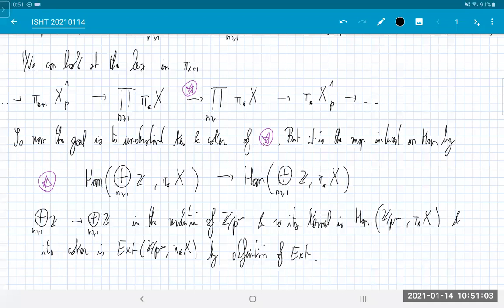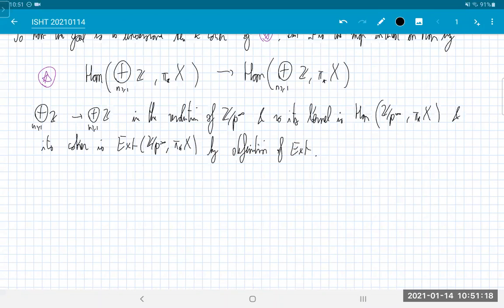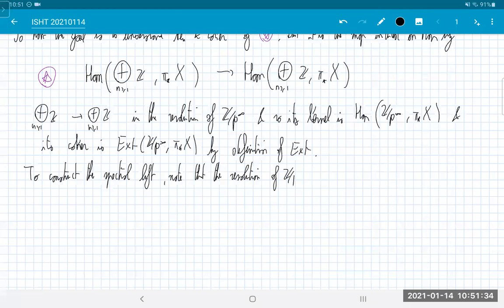Just let me give you a couple of words on how we construct this spectral lift. The point is that this resolution of Z mod P infinity is obtained as a colimit of resolutions of Z mod P to the n. No, sorry, that's not right. It is obtained as a colimit of the following short exact sequences.